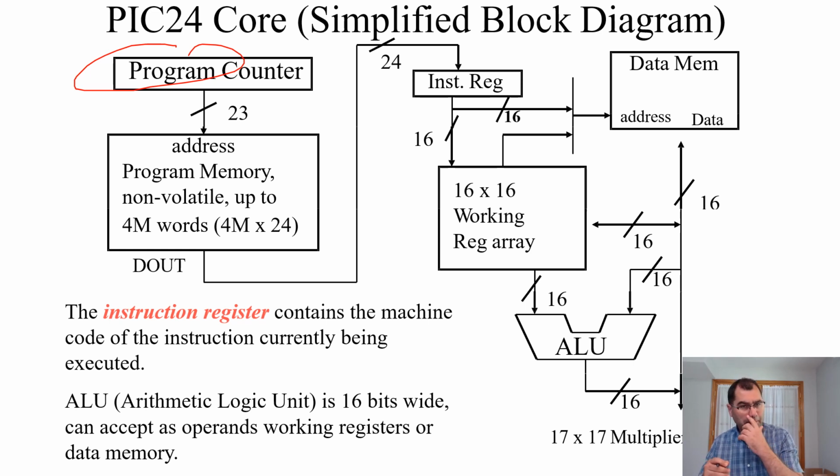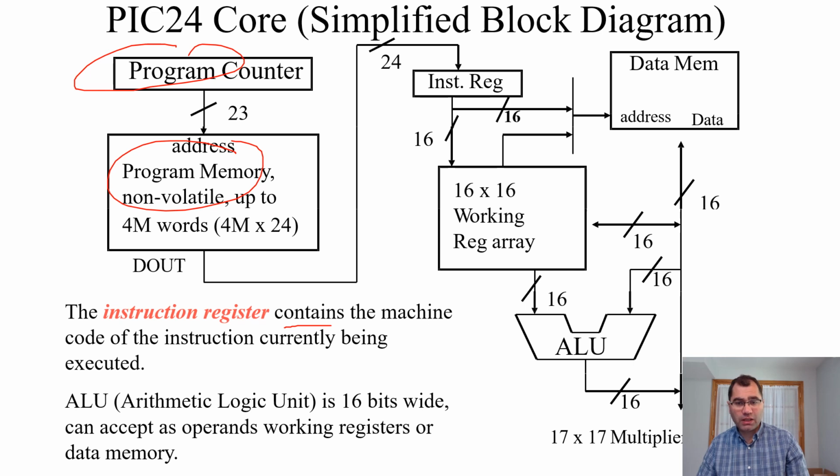And then we have program memory here. Again, this holds the program written on the microcontroller. It's non-volatile. That means if power is off, your program is still going to be there. And here we have the instruction register. It contains the machine code of the instruction currently being executed. We are going to talk about machine code in a little bit.